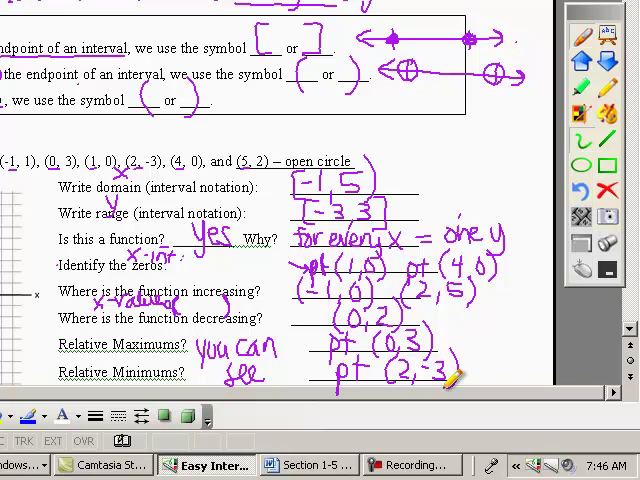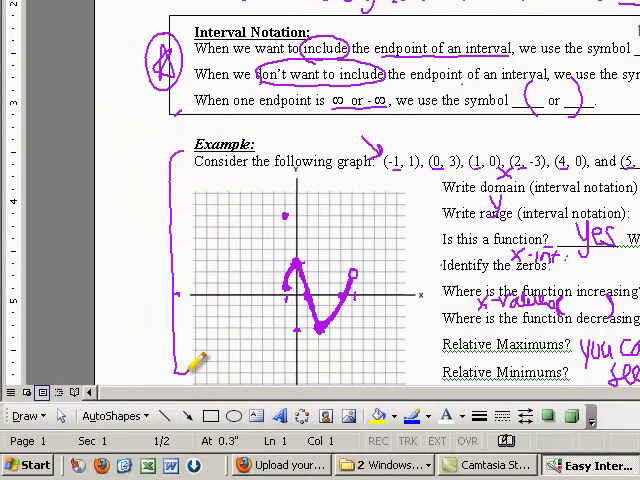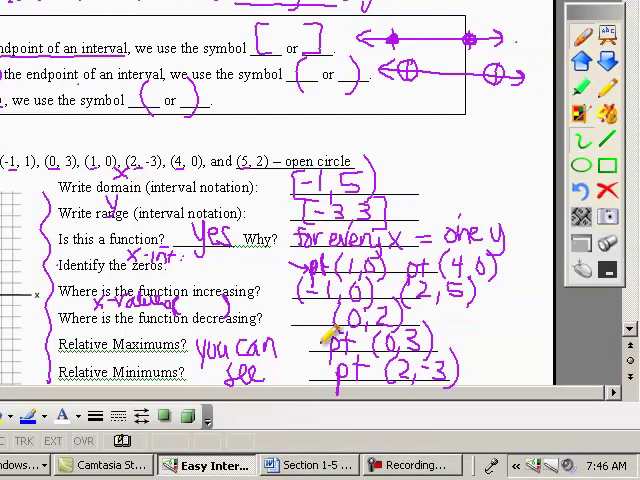You will be given some sort of function graph, something like this on the quiz, and you will be asked to answer all of these questions. And so please, as we go through tomorrow in class, if you have questions about why this works or how come this is a point and this is an interval, please make sure you ask.